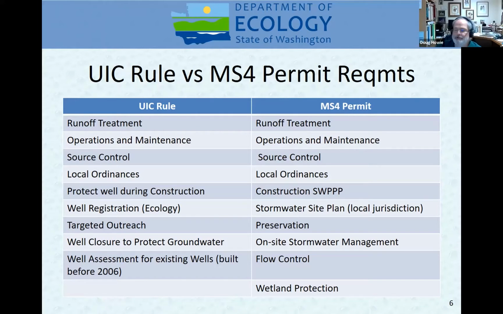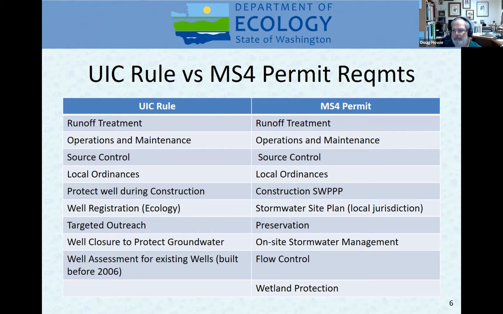UIC rule has a registration process that goes through Ecology. Mary Shalene Hansen is our single UIC expert at Ecology, and so all the registration process goes through her. MS4 permit, there's a stormwater site plan that you have to submit, and the local jurisdiction is responsible to review that. There is outreach, and then the bottom three are where things start getting a little bit different.